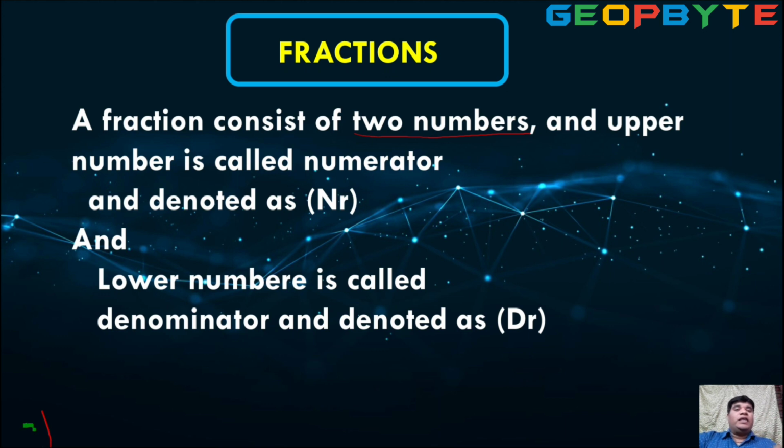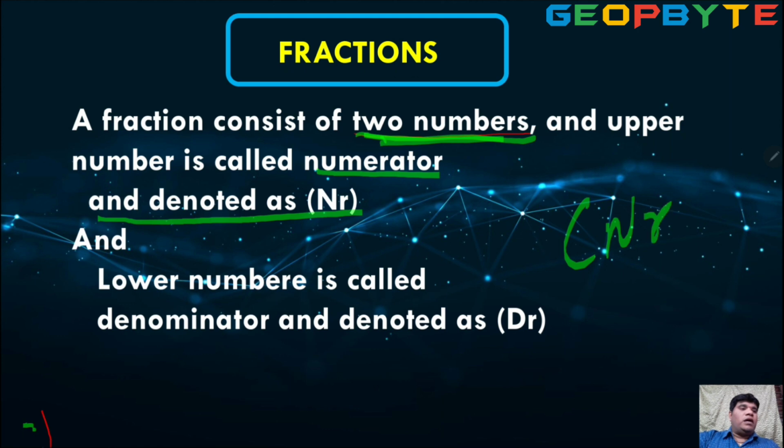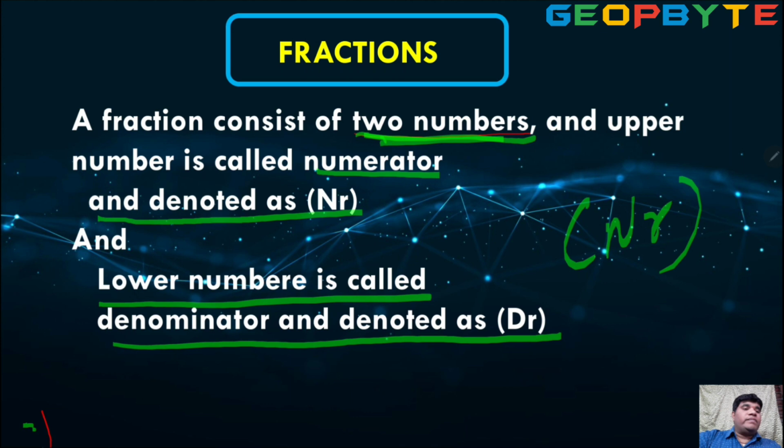Observe the first line. A fraction consists of two numbers. The upper number is called numerator and denoted as NR. Numerator, NR. The lower number is called denominator and denoted as DR.